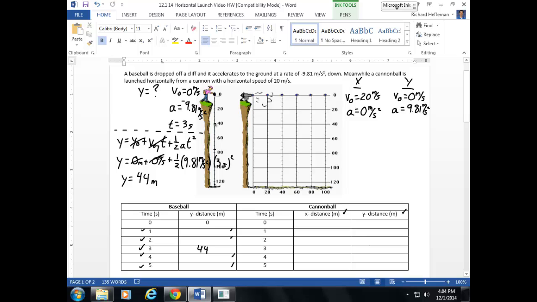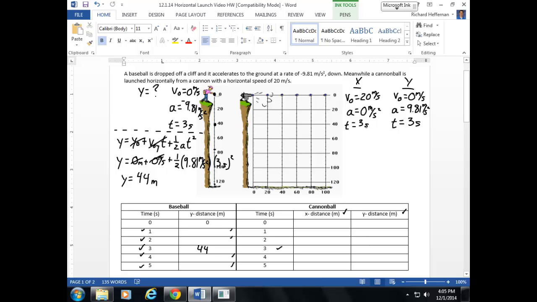Now, if we look at our, let's also choose 3 seconds for the cannonball. So we'll go with 3 seconds for the cannonball to keep it similar to the baseball. So that means that after 3 seconds, the cannonball had gone 3 seconds in the y direction, has also gone 3 seconds in the x direction.